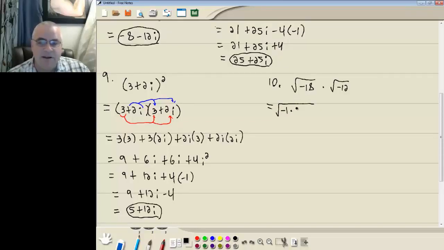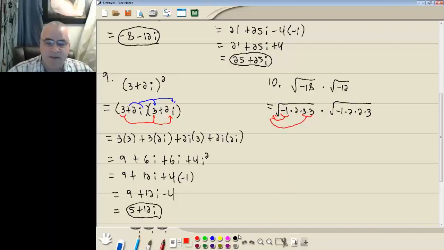-18, that's -1 times 2 times 3 times 3. -12, that's -1 times 2 times 2 times 3. Now remember, the -1 will come out as an i. And we're looking for pairs of something. Here's a pair of 3's, so a pair of 3's is going to come out in front as a single 3. So this first radical will be 3i square root of 2.